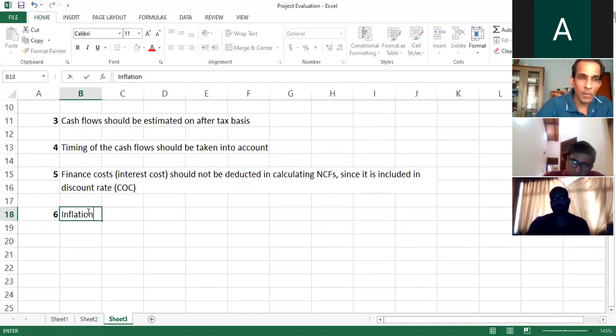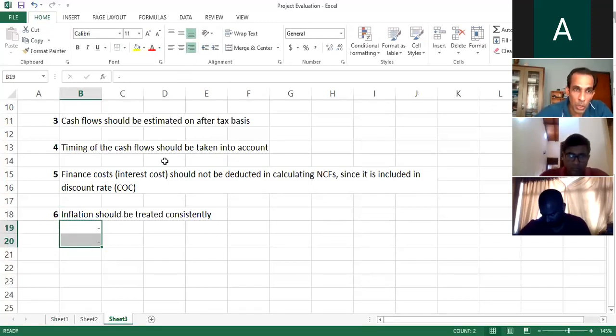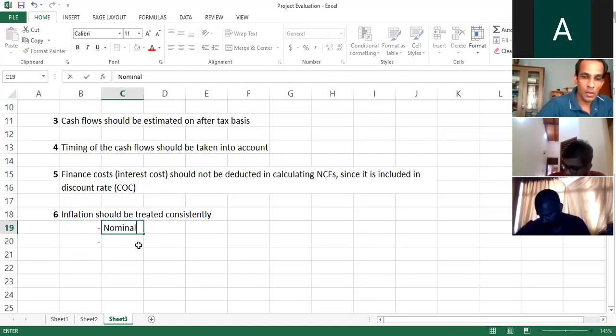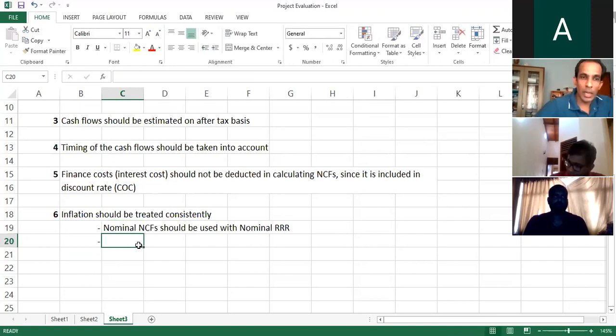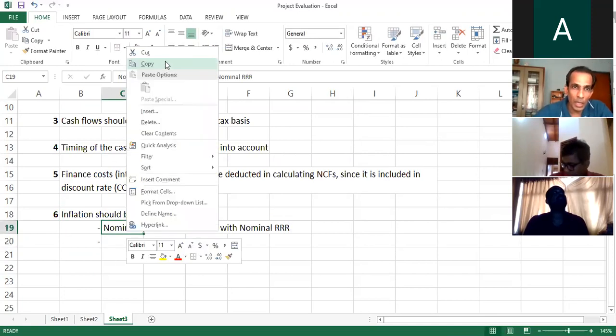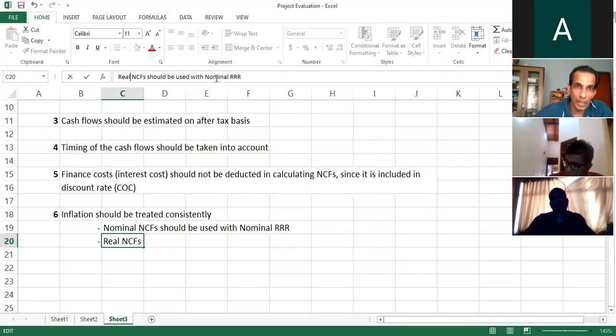So that is a very important point which will affect the project evaluation exercise. Inflation should be treated consistently. That means nominal net cash flows should be used with nominal required rate of return, and real cash flows should be used with real required rate of return, right? So real net cash flows should be used with real required rate of return, right?